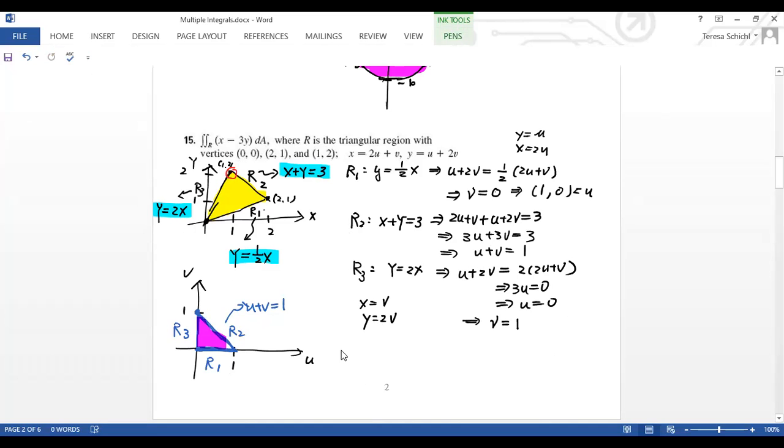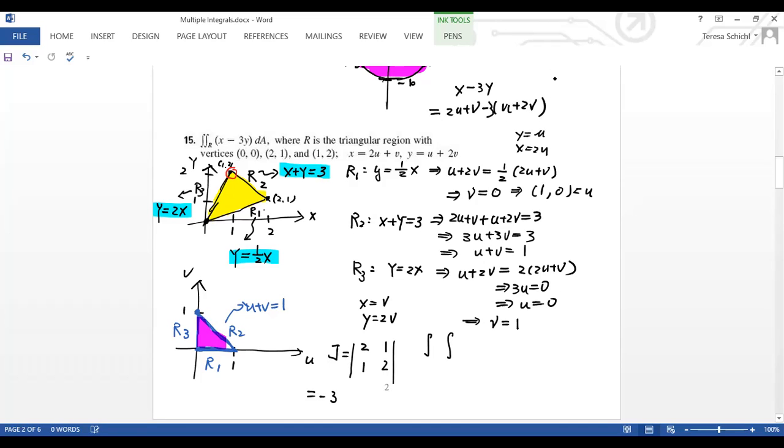Okay, so the Jacobian is partial of x with respect to u, which is 2, and x partial to v is 1. Y partial to u is 1, and y partial to v is 2. So your Jacobian is -3. But then when we take integration, now I can change my integration. Say x minus 3y. What is x minus 3y? x is 2u plus v, minus 3 times u plus 2v, right?